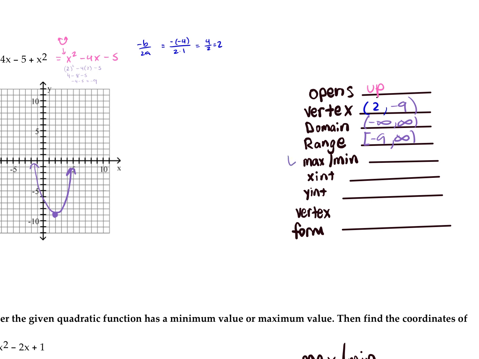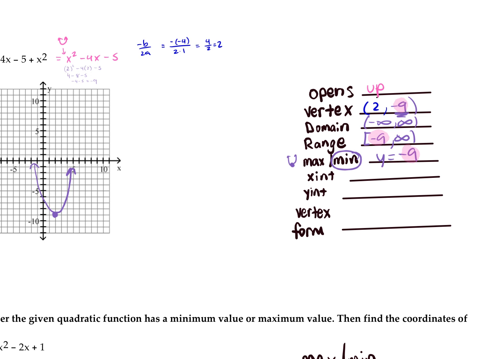Now, since our graph opens up, the vertex is at the minimum point, and our minimum is always the y value. So our minimum is y is equal to negative 9, because it's whatever the y value is. So that y value gets repeated as the y here in our range and in the max or min.